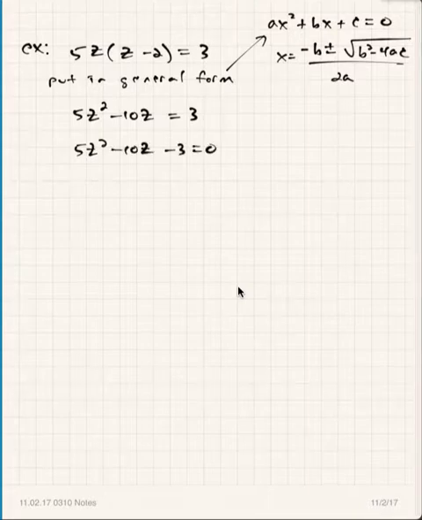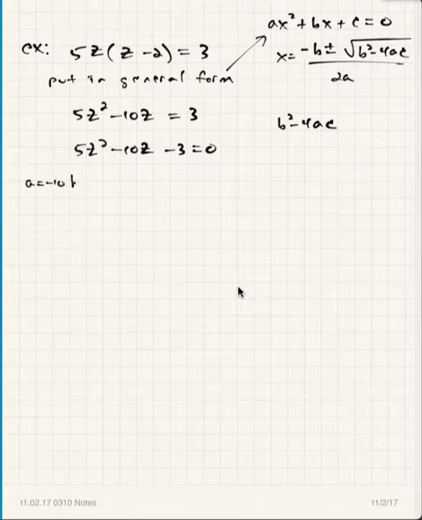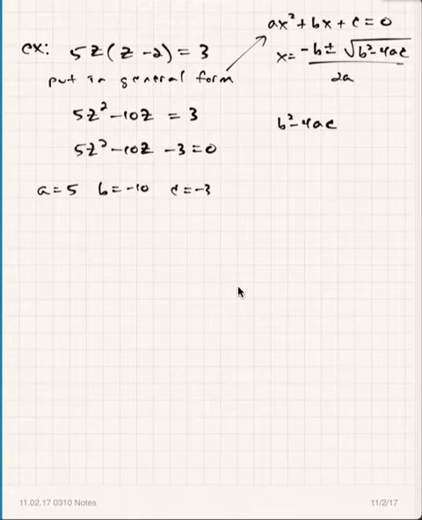And you've got the equation in the right form here. I want you to notice also that this is not factorable. If you look at the discriminant, b squared minus 4ac, in our problem a is 5. B is negative 10, and C is negative 3. So you get negative 10 squared minus 4 times 5 times negative 3.